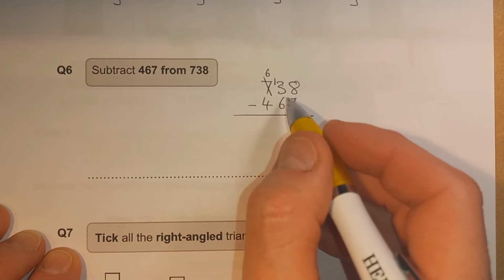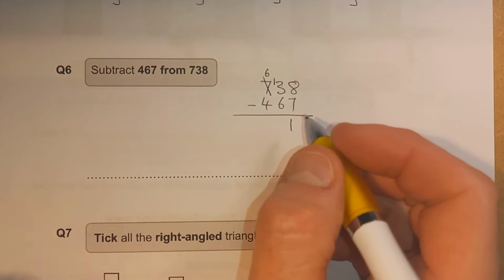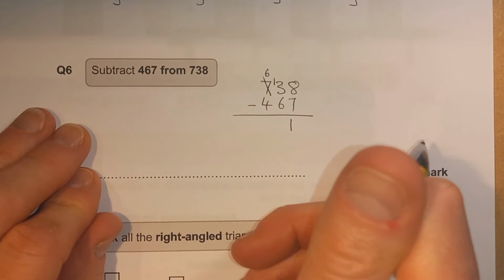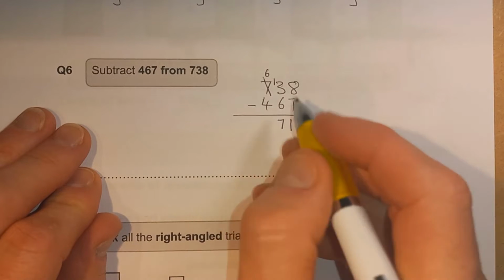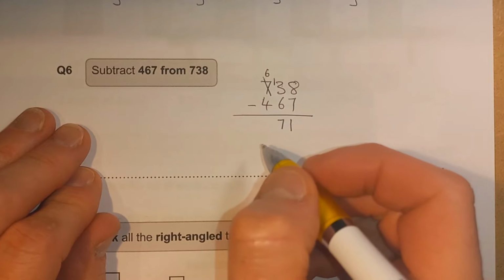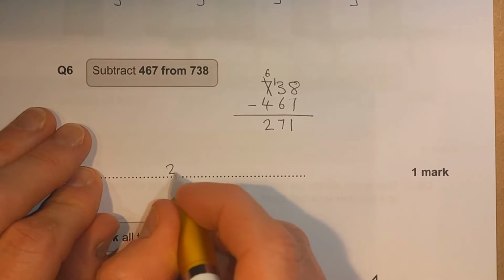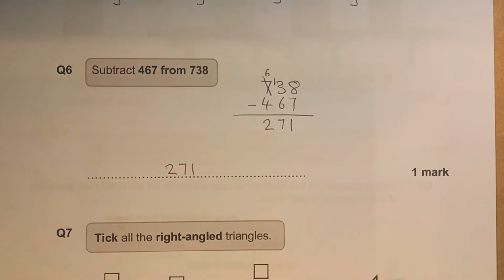So if we count back 6 from 13, we've got 12, 11, 10, 9, 8, 7. And 6 minus 4, 5, 4, 3, 2. So we're left with 271.